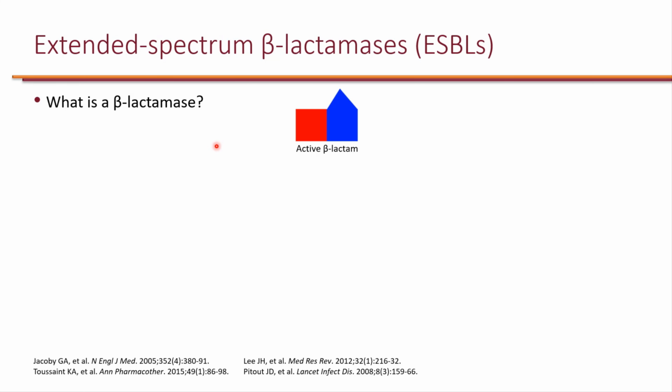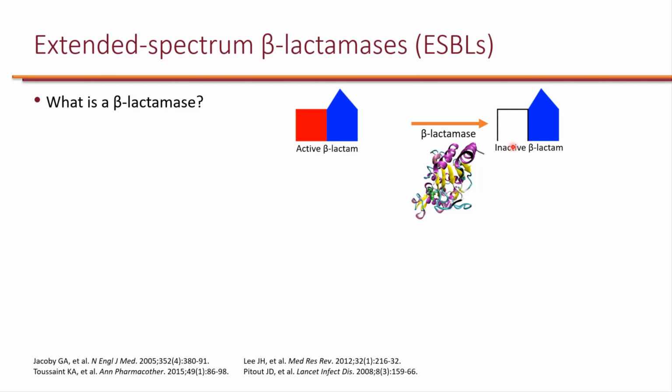But before we can talk about ESBLs, let's consider what is a beta-lactamase. So the beta-lactam ring is essentially a 4-member ring, and monobactams only have this 4-member ring, and penicillins, cephalosporins, and carbapenems have 2 rings fused together. And what some bacteria can do is make a protein called beta-lactamase, which can essentially break down the beta-lactam ring, and by opening it, they will make the beta-lactam inactive.